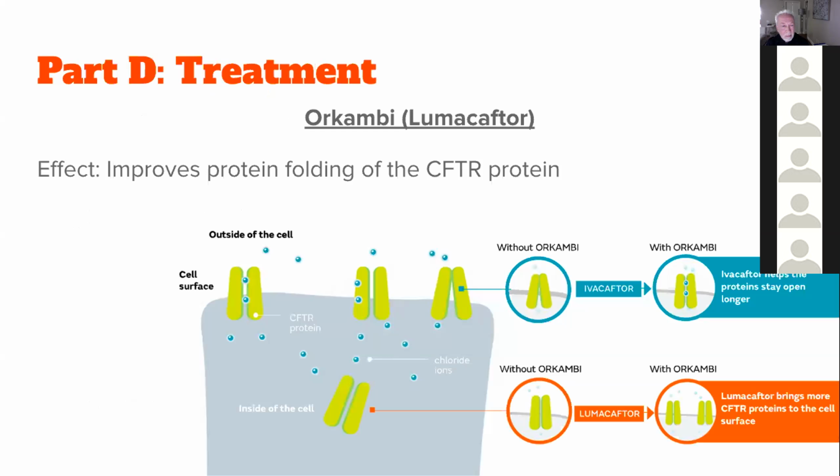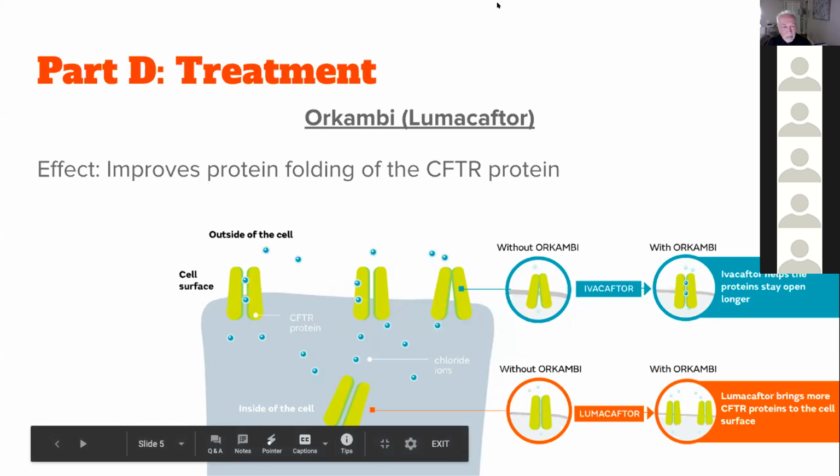And lastly, the treatment that you can use for this mutant is Orkambi or Lumacaftor. The effect that this treatment is supposed to have is to improve the folding of the CFTR protein so that the CFTR protein can reach the cell surface. And that's it.